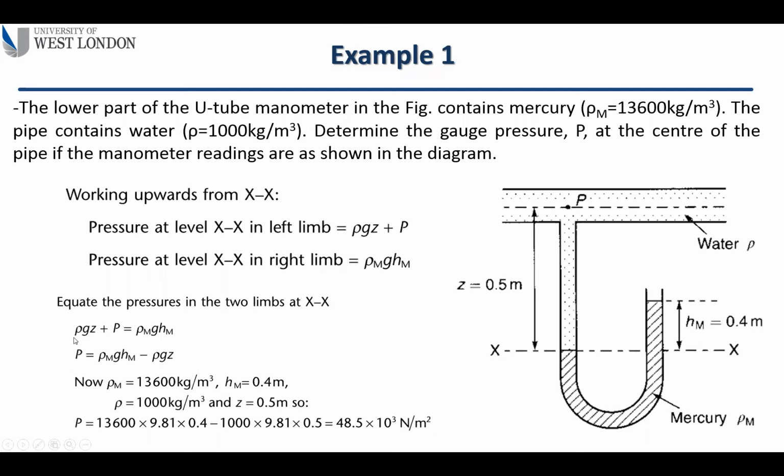You just need to substitute the figures here. Rho m is 13,600, G is 9.81, HM is 0.4, minus 1,000, the rho of the water, times 9.81 times 0.5, and the result is 48.5 thousand newtons per square meter. Just bear in mind the unit here is newton per square meter, or you can use kilonewtons per square meter or kilopascal. This is the example for the U-tube manometer.